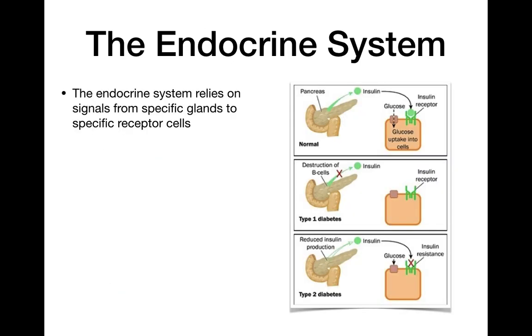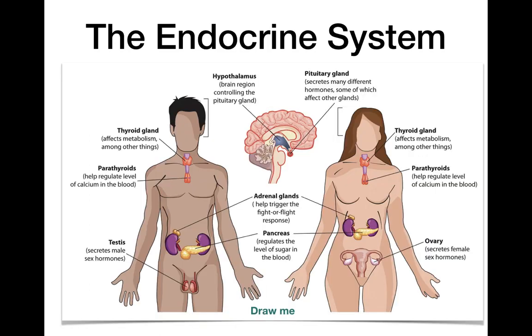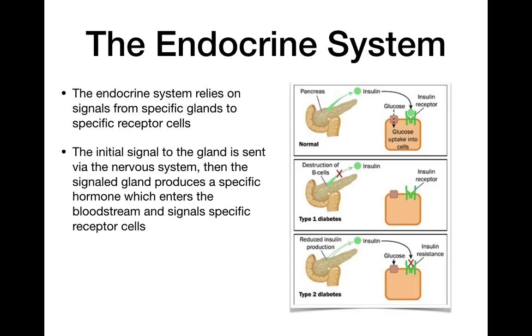So the endocrine system relies on signals from specific glands to specific receptor cells. That's really important, as the endocrine is from a certain gland to a certain receptor. You have to know which gland goes to which receptor, which is why this information here is so important. Okay?